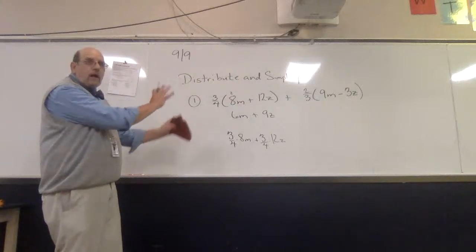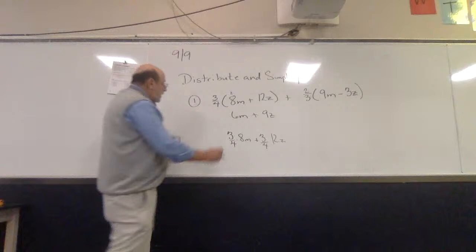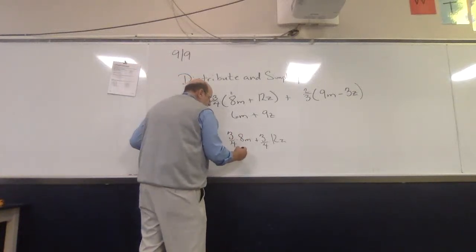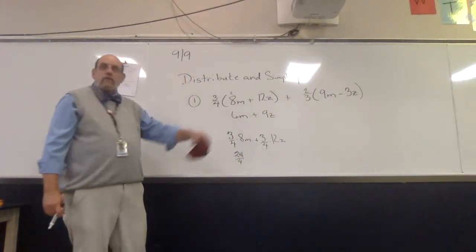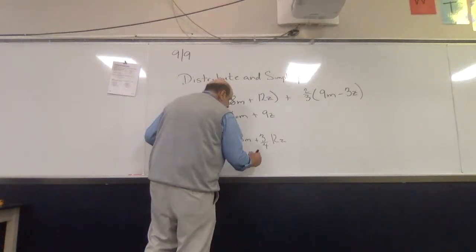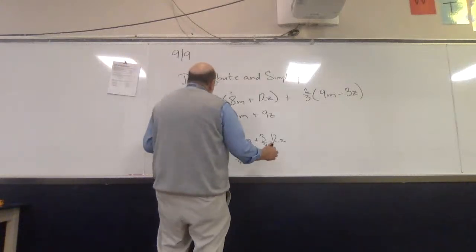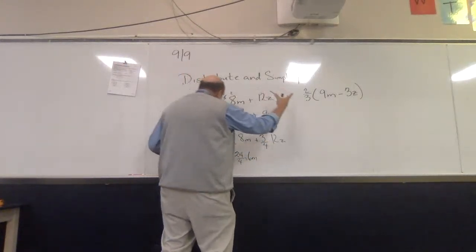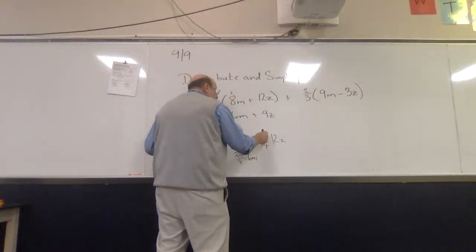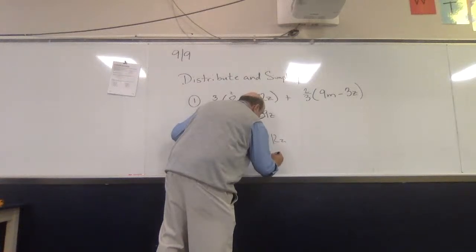Okay? And no matter how you do it, no matter what way you want to do it, I get 6m plus 9z. Because 3 times 8 is 24, 24 divided by 4. 24/4, that's what this is, right? Is 6. And then we just carry the m with it, right? What about 9z? Isn't it 12z? Okay. 3/4 of 12 is 9. But here we go. 3 times 12 is 36, right? So it's 36/4, which is 9.